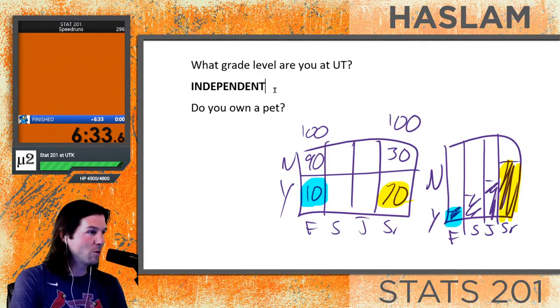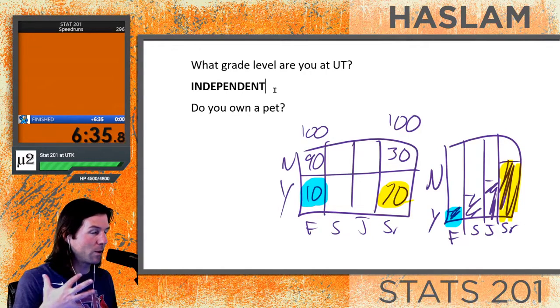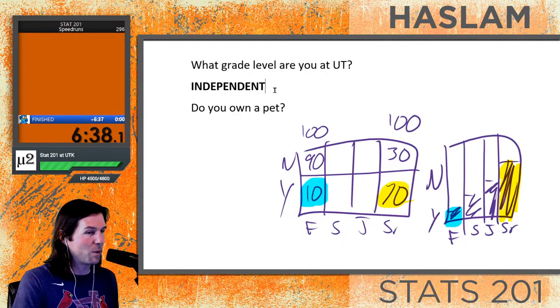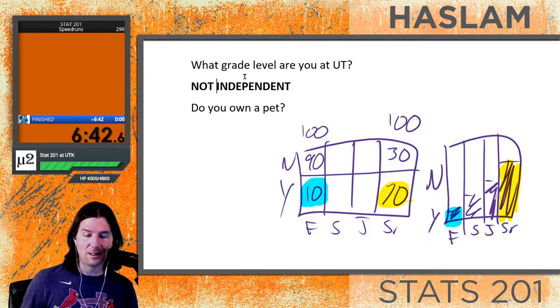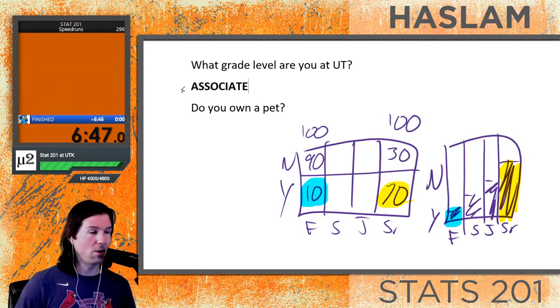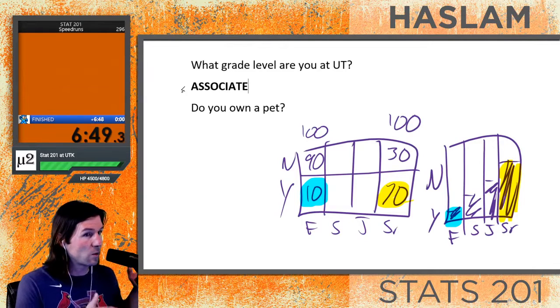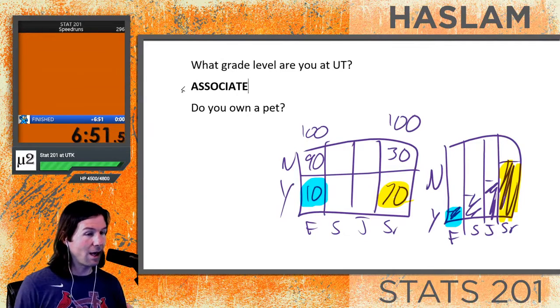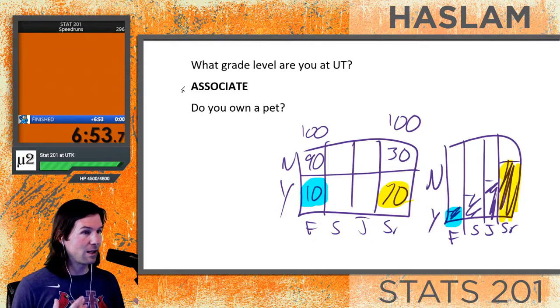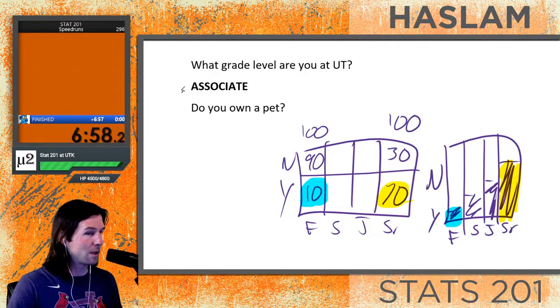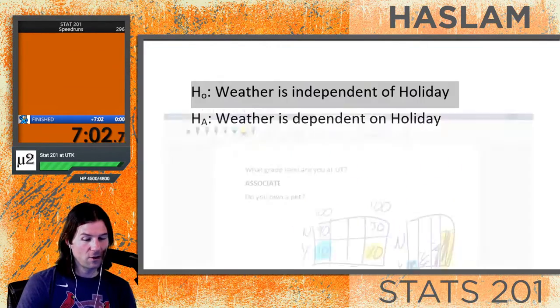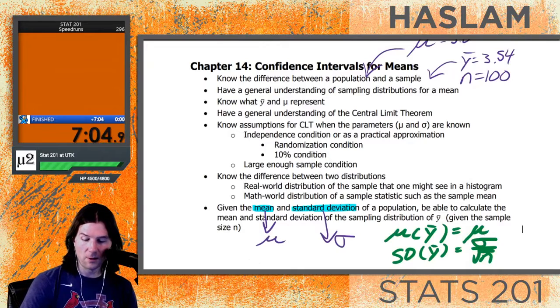So when you think about this, what would you do here to the null? Now, we don't have a p-value for all this right now, but when you look at this, you'd be like, well, that looks like there's evidence that they are not independent, that they're associated. So your grade level at UT and owning a pet might be associated. And that's what we see down here. It looks like evidence of an association. And it looks like the higher up grade level you are, the higher the probability of you owning a pet, that it's more likely that you own a pet when you're in later years at UT. So that is how we do the null and the alternative.